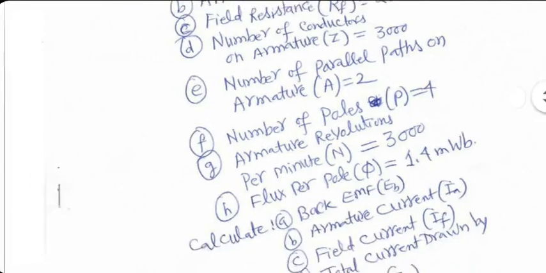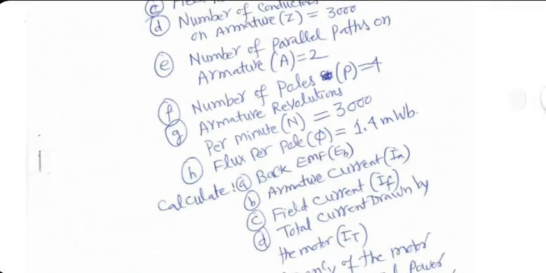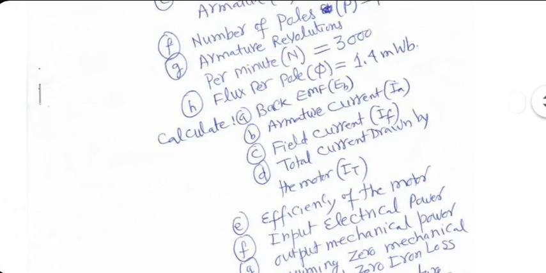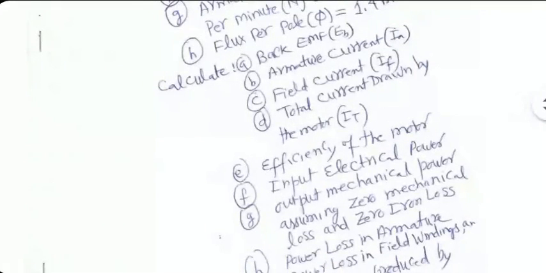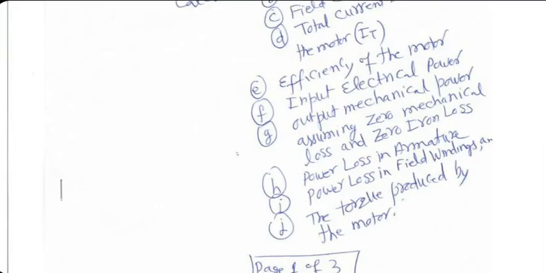Now, the objective is to calculate back EMF, armature current, field current, total current, efficiency, input electrical power, output mechanical power, assuming zero mechanical loss and zero iron loss. Power loss in armature, that means IA square RA. Power loss in field windings, which is IF square RF, and the torque produced by the motor.